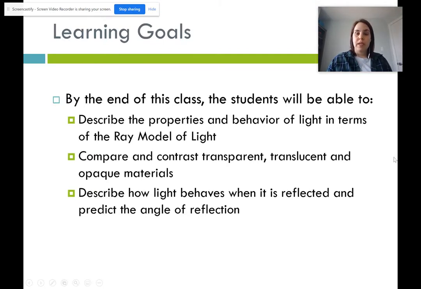So learning goals for today, by the end of this little video lesson, we should be able to describe the properties and behavior of light in terms of the ray model of light, in addition to the wave model of light we talked about yesterday. We should be able to compare and contrast transparent, translucent, and opaque materials, as well as be able to describe how light behaves when it's reflected and predict its angle of reflection.